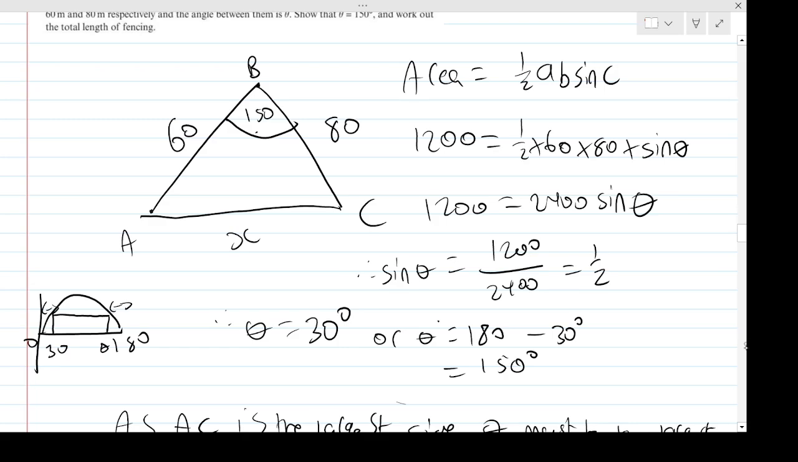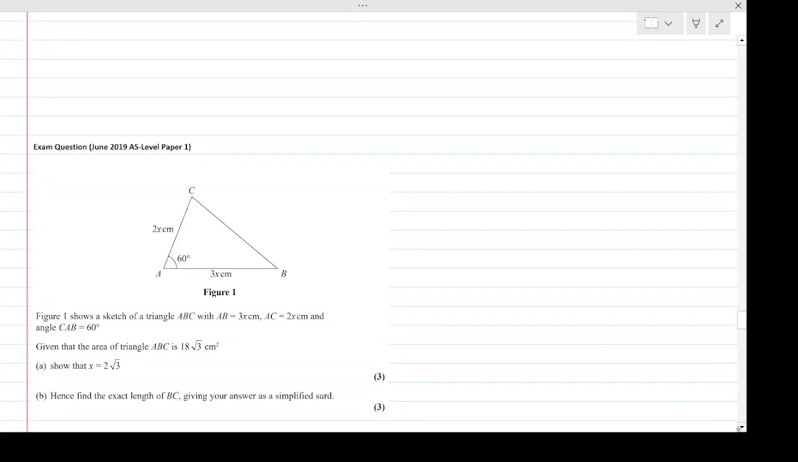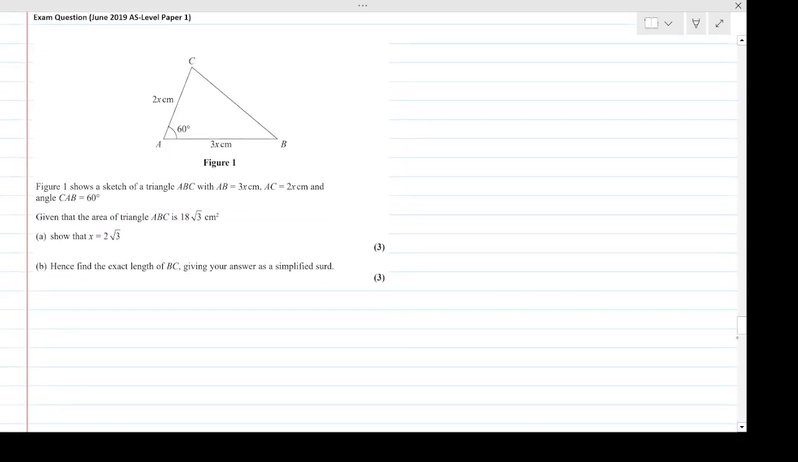But yeah, so talking of exam questions, let's leave off with this one. And we got this one. So we are told figure 1 shows a sketch of a triangle ABC with AB is 3x, AC is 2x and angle CAB is 60. They've drawn all that anyway. The area of the triangle is 18 root 3. Show that x is 2 root 3.